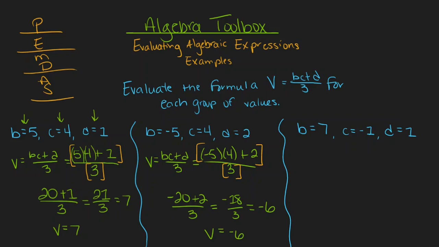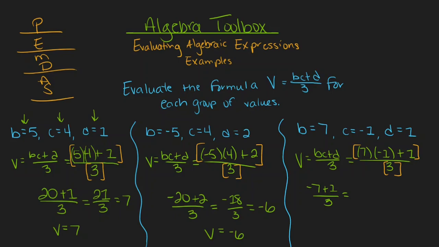Now we have a b value of 7, a c value of negative 1, and a d value of positive 1. We'll start off again with our formula. V equals bc plus d all over 3. Our first step will be to plug in the numerical values that each of these variables represent. So b represents 7, c represents negative 1, and d represents a positive 1, and that's all over 3. Again, our order of operations isn't going to change. We have to focus on the numerator first. And within that numerator, we'll start with the multiplication. So 7 times negative 1 is negative 7. That leaves us still with plus 1 over 3.